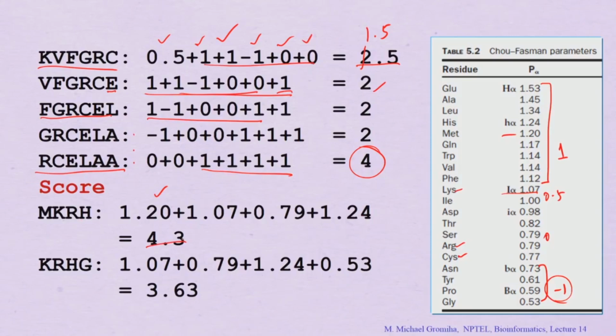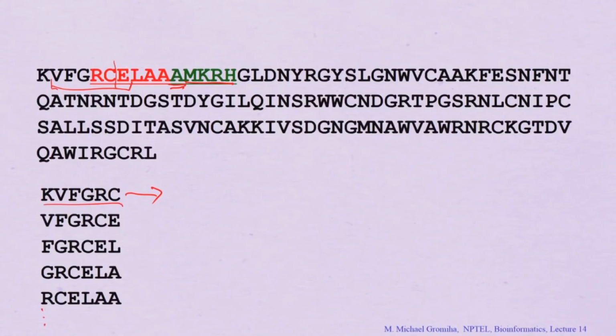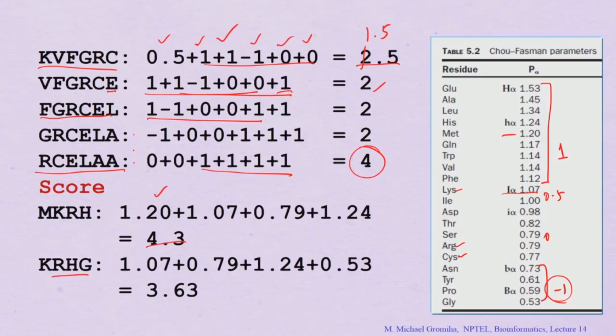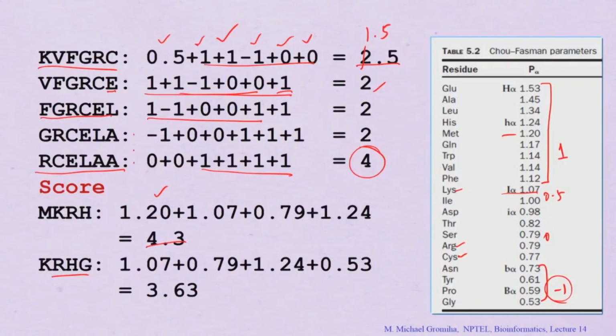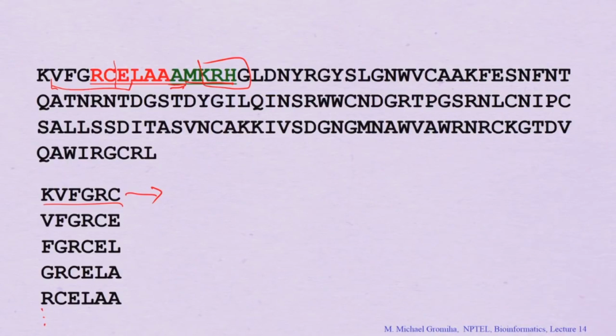Then add the next one. If you add one more, KRHG, the last four, then the number is less than 4. So you cut here. Now the segment starts from this lysine, or you can start from R, where it is 4, and go up to here. This is the segment which can form an alpha helix.